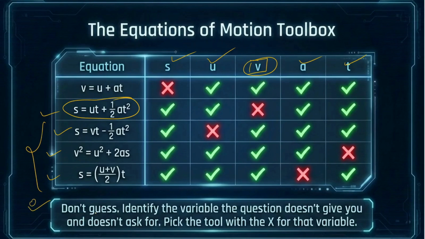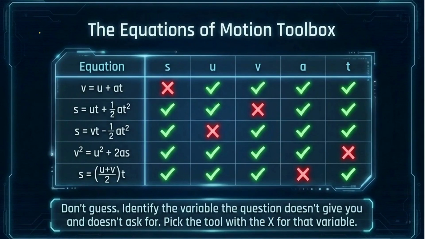The concept is don't guess. Identify the variable the question doesn't give you and doesn't ask for. Pick the tool with the X for that variable. So the first time you read a question, you have to identify which variables are given and which they ask for. First you identify this and you will be able to solve any kind of problem regarding this.